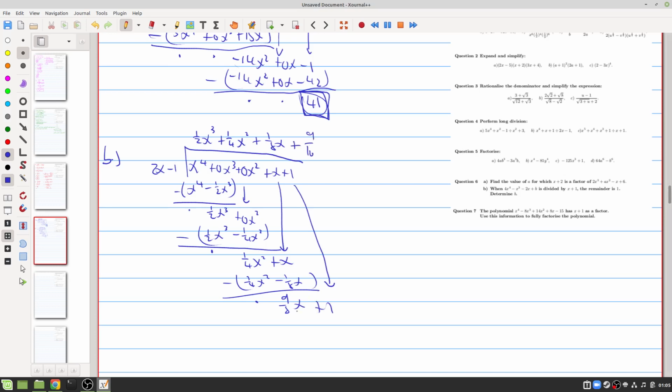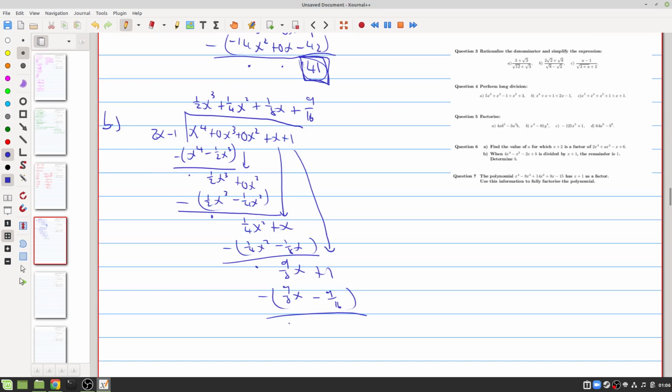The x's will cancel. Multiply this back. So that's going to be 9 over 8x, and 9 over 8 and 9 over 16 times negative 1 is negative 9 over 16. And again, we want to subtract. So this is going to be 0, and then 1 plus 9 over 16 is going to be 25 over 16. And that will be our remainder for this.